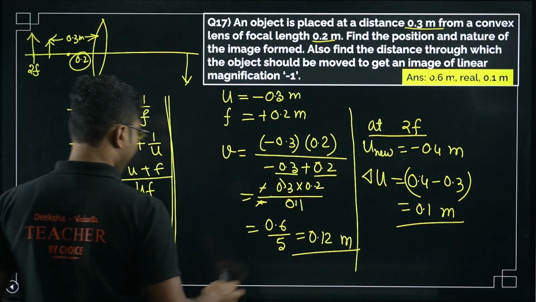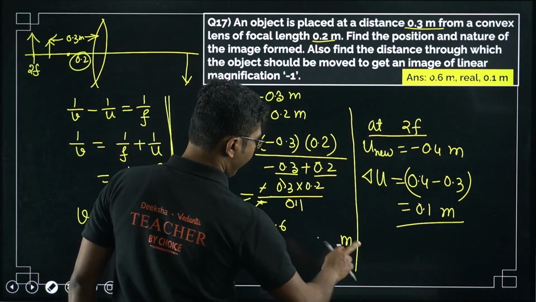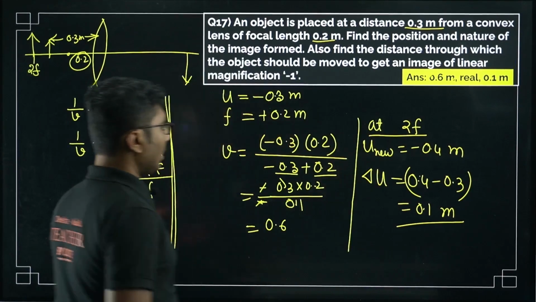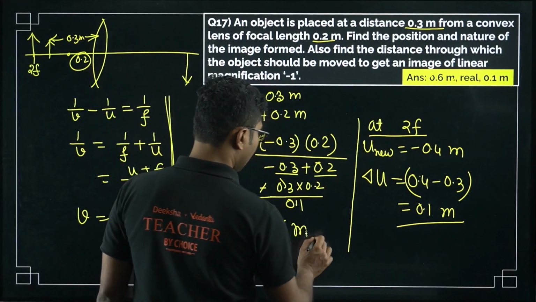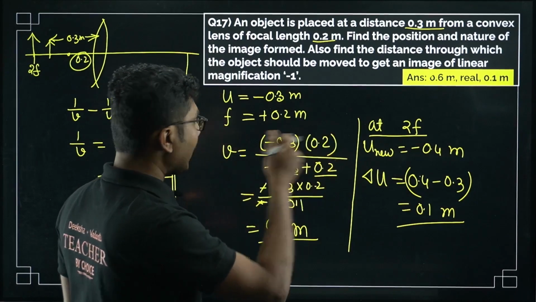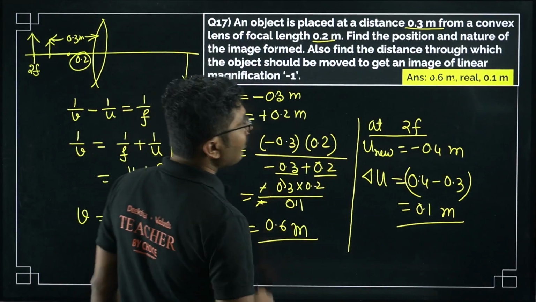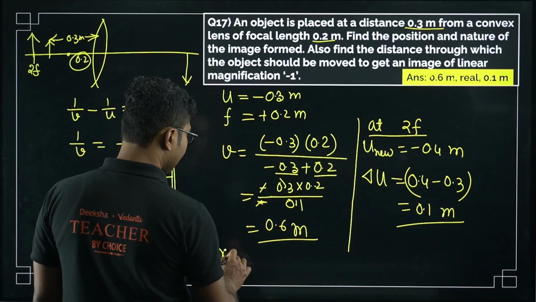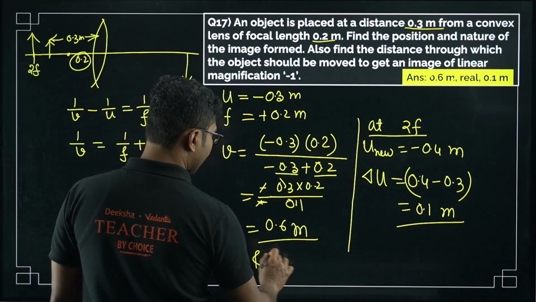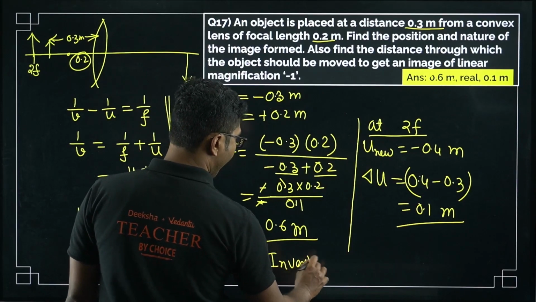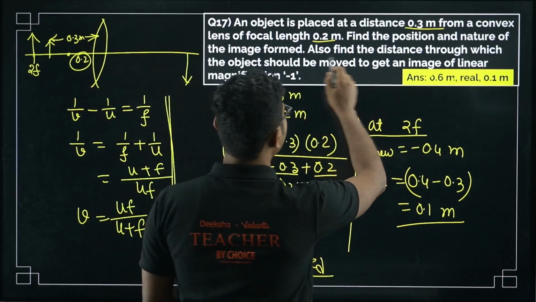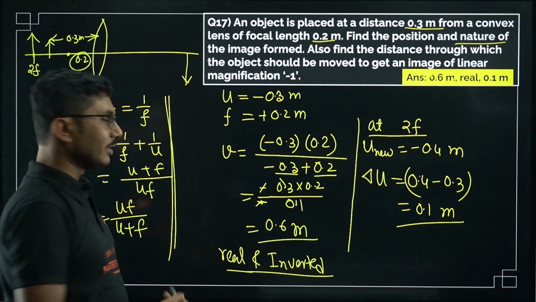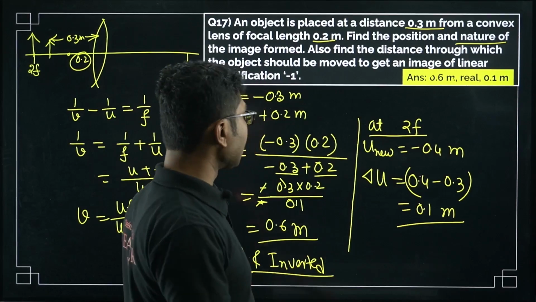Yes, okay, it will be 0.6 only. Now 0.6 meter is the v. And it will be a real image. Why will it be a real image? Because as you can see, the sign of v is plus, that means it's a real image, real and inverted in fact. Because they have mentioned the size and the nature of the image, you have to mention real and inverted to get the full marks, otherwise 1 mark will be deducted here.